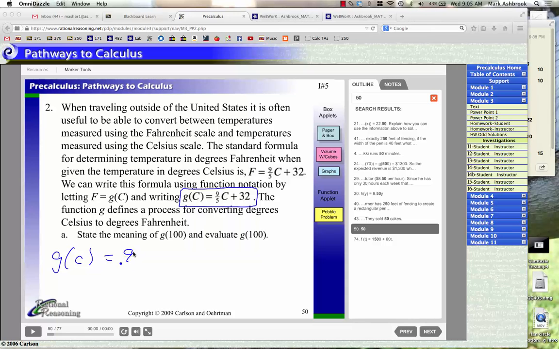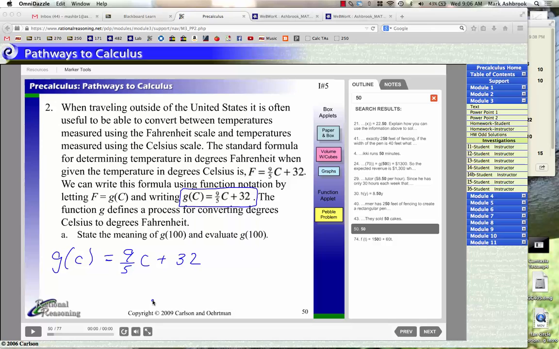Okay, what is the name of this function? We also know this. Not g of c. G. G is the name. It represents this relationship of converting temperature, right? G is the name. What's the input? C. What's the rule? Everything on the right side of the equal sign is the rule.